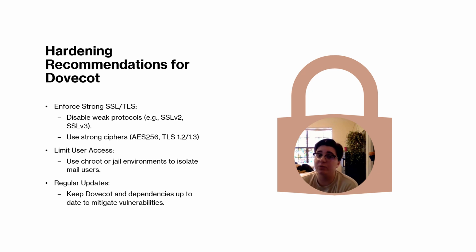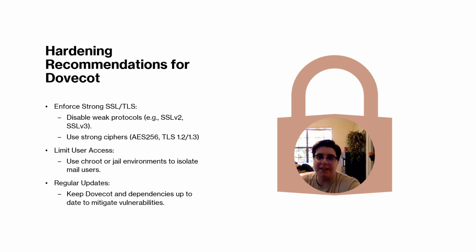Next, we can use a chroot or jail environment to isolate Dovecot processes from the rest of the system. This limits what an attacker could access if they somehow compromise the mail service. Finally, Dovecot and its components need to be updated as much as possible. Patching known vulnerabilities reduces the risk of attacks targeting outdated software.